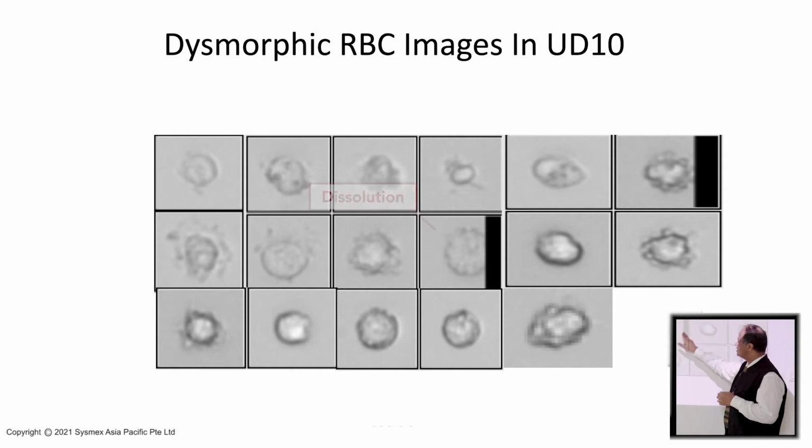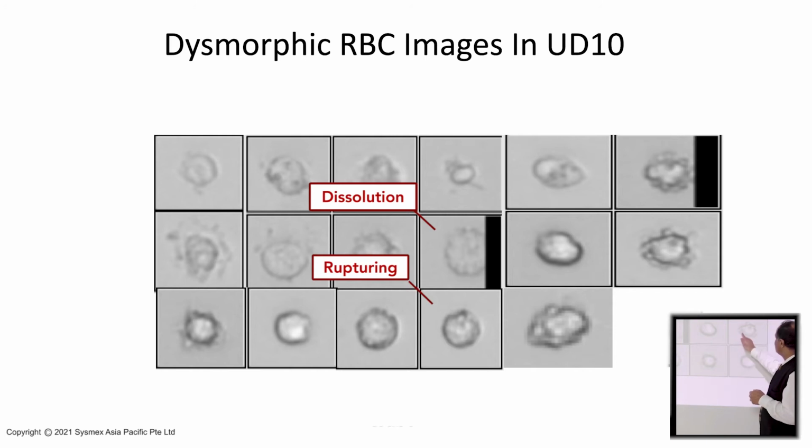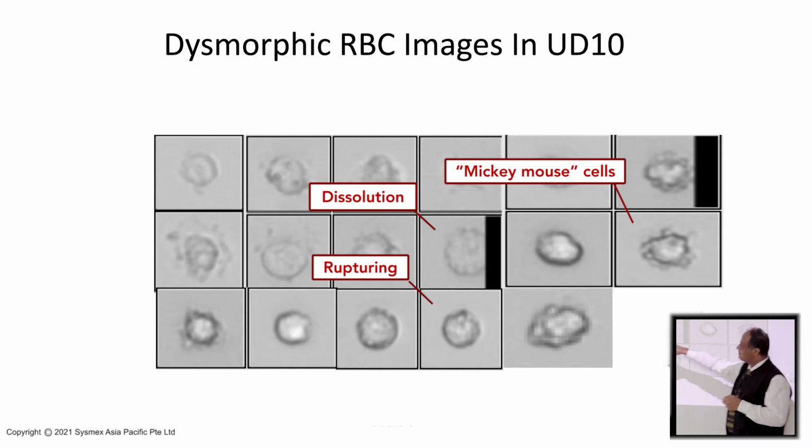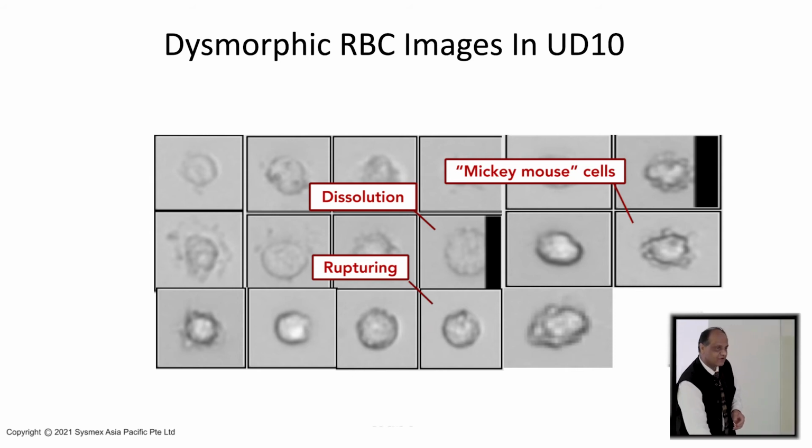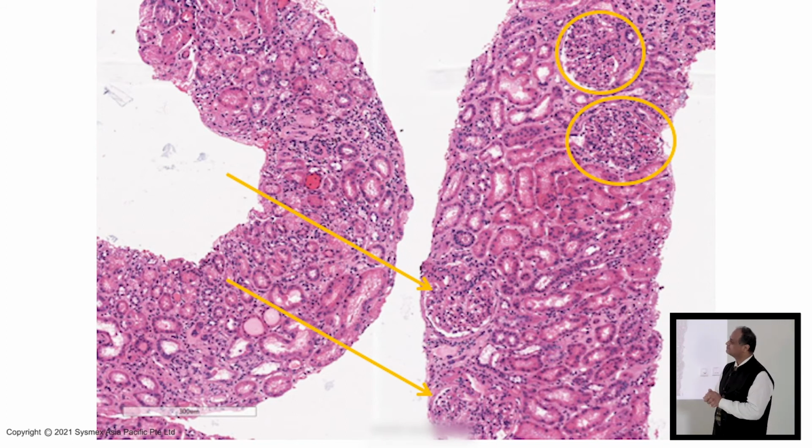You have dissolution of the RBC membrane, then rupturing of the membrane over here, then these blips which are called Mickey Mouse cells. This is one more Mickey Mouse cell, and one more. So, you have more than 6 to 8 types of dysmorphic RBCs, which are beautifully picturized by the UD analyzer from Sysmex, which is very good to be stored even for clinicians to come and have a look at. So, let us see what is happening in the renal biopsy.